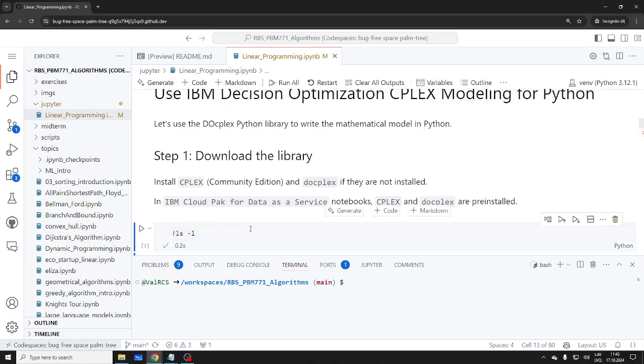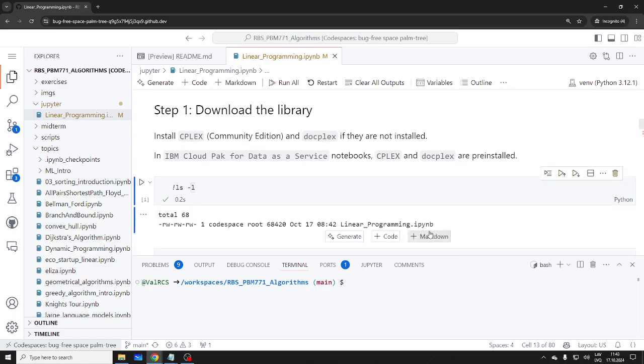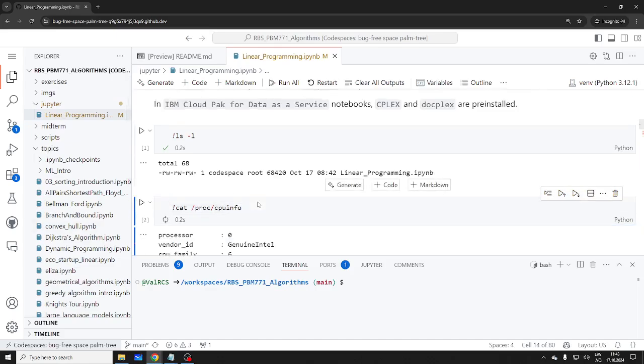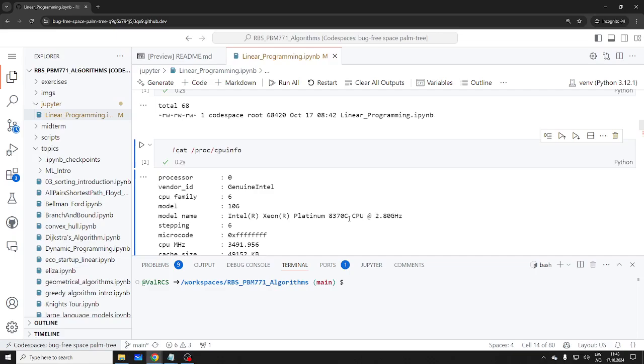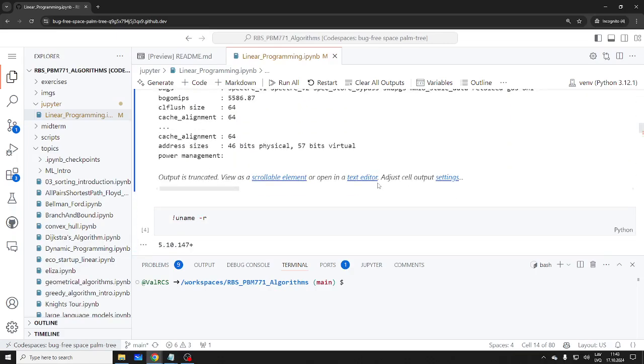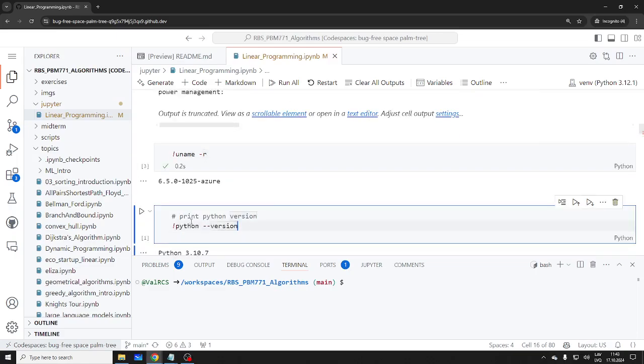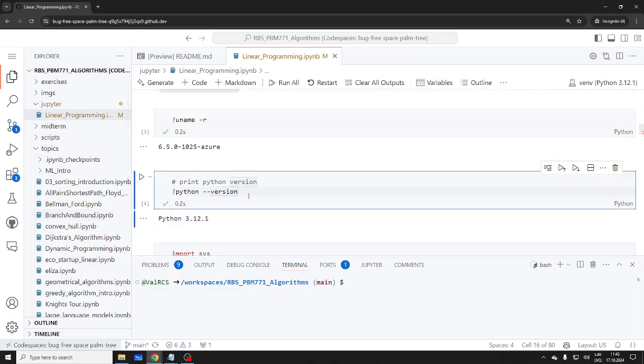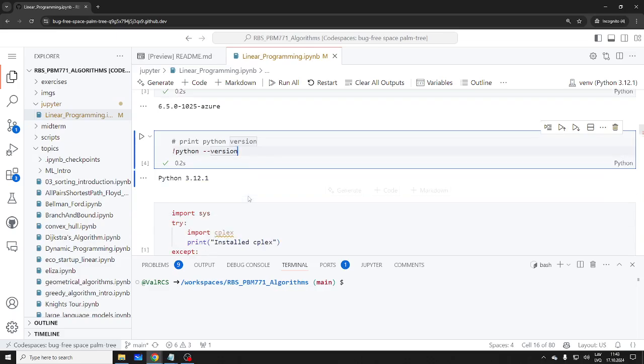We're in a Codespace for linear programming. Let's see what our CPU is. A general Intel Platinum, 2.8 gigahertz, that's very nice. What's my username? Azure. Okay, so I'm somewhere on Azure Microsoft servers. My Python is probably 3.10, I would imagine. Speaking of Python, 3.13 came out about 10 days ago, but there's no need to rush because all the big libraries have not yet migrated.